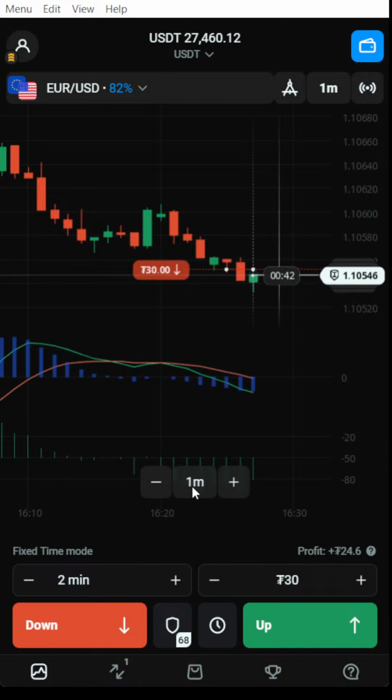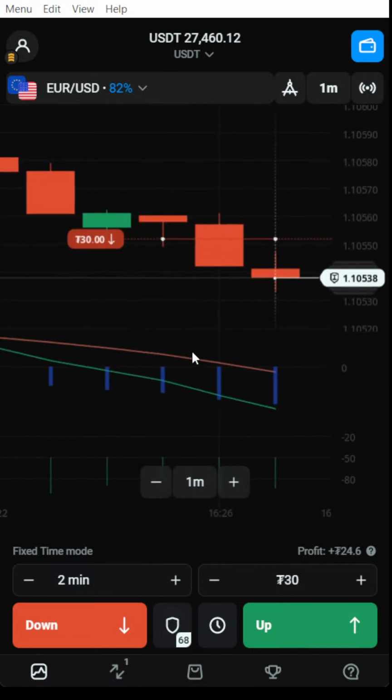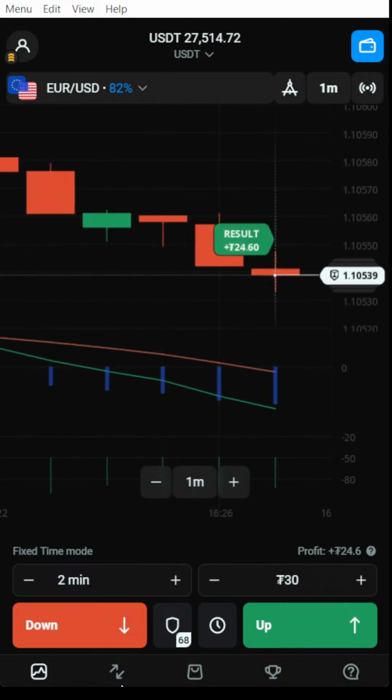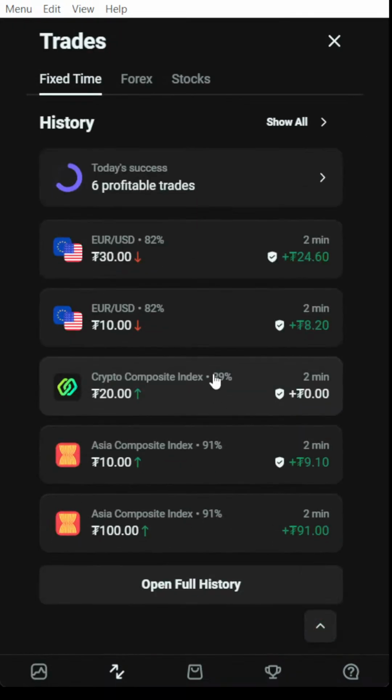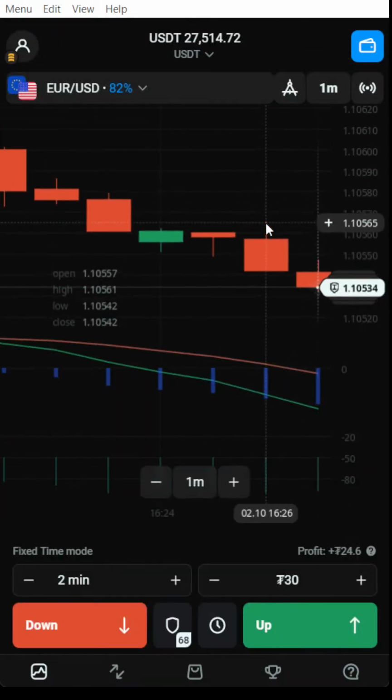So I opened 2 trades. That trade I opened in the last 20th second, and this is also positive. So what I actually did, on the first trade I opened the trade with $20, and this was a risk-free trade. It was not a loss, and I recovered that amount also. So overall I opened 4 trades, and 3 trades are positive.